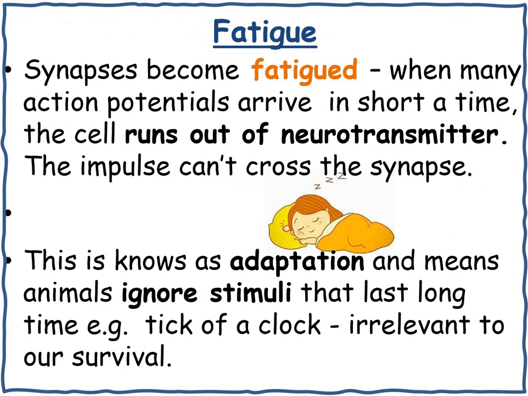Synapses become fatigued. When many action potentials arrive in a short time, the cell runs out of neurotransmitter. The impulse can't cross the synapse. This is known as adaptation and means animals ignore stimuli that last a long time, like the tick of a clock, because it's irrelevant to their survival.